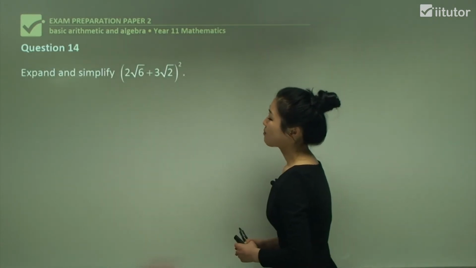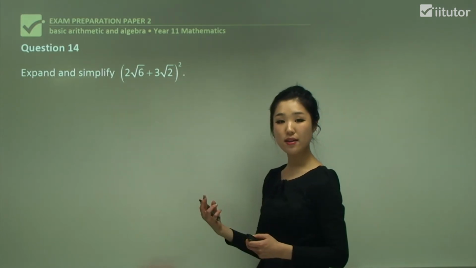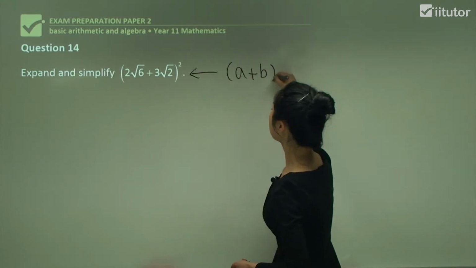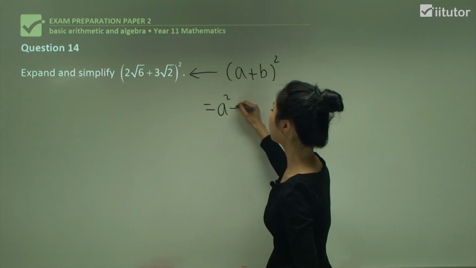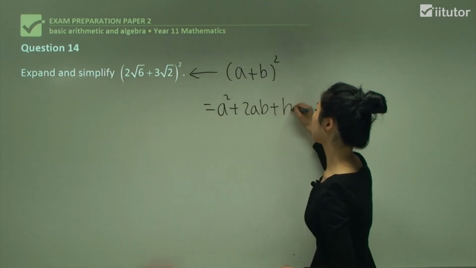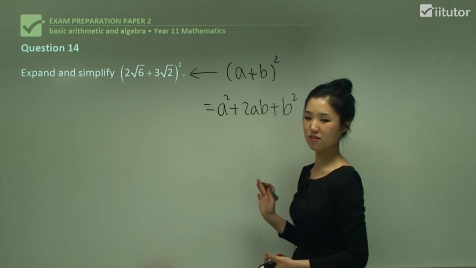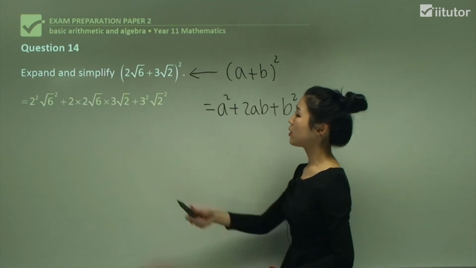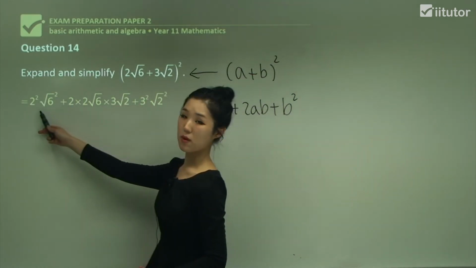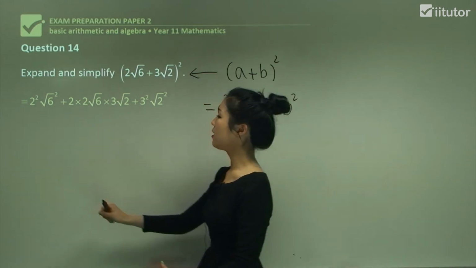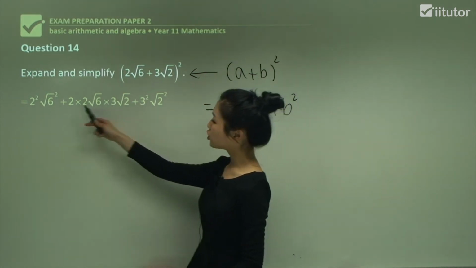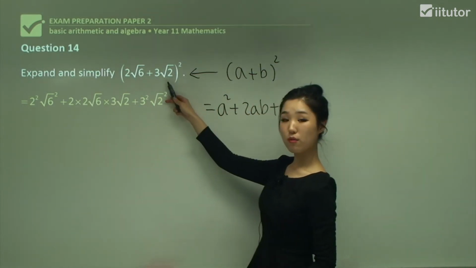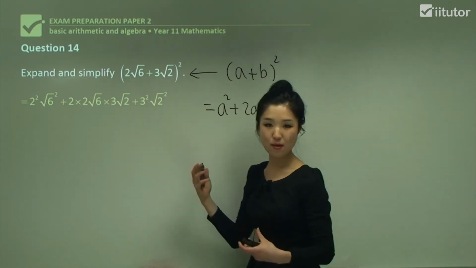Question 14, expand and simplify. We have something squared. Just before we start, guys, you should all remember, if it's something squared, it's a squared plus 2ab plus b squared. I've said this so many times, but I'll just write that down just in case. Therefore in this one, a is 2 root 6, b is 3 root 2. So I'll do a squared, so 2 root 6 squared. So 2 squared and root 6 squared, I'll just write that separately. And then we have 2ab, so 2 times a times b, plus b squared. b is 3 root 2, so I have 3 squared root 2 squared. I'll just do that separately as well.